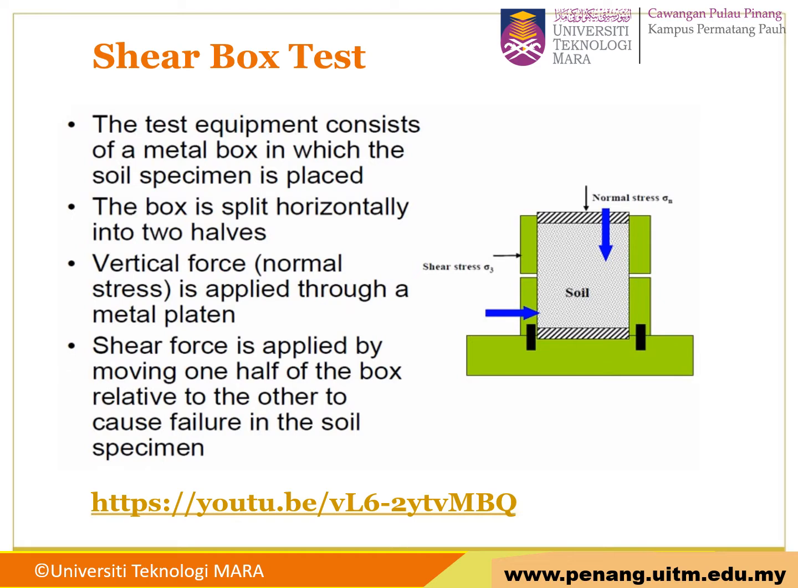Shear box test. The test equipment consists of a metal box in which the soil specimen is placed. The box is split horizontally into two halves, so this one is 1, this one is 2. The vertical force, or normal stress, is applied through a metal platen. This one is the normal stress. Then the shear force is applied by moving one half of the box relative to the other to cause failure in the soil specimen.